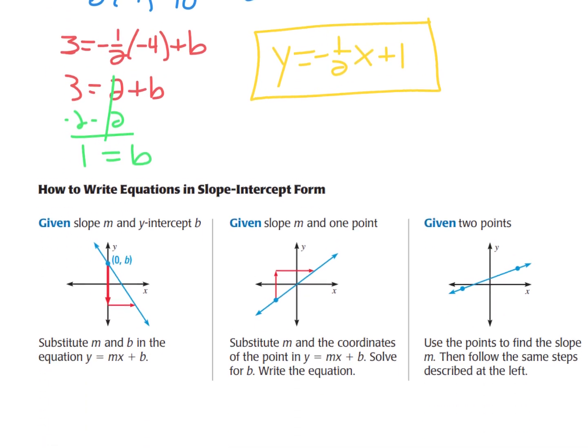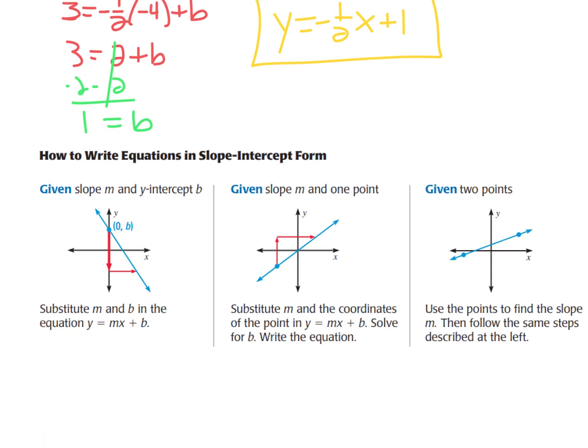So when we're writing equations in slope-intercept form, we've seen some different situations. Let's just recap them here. If you're given a slope and y-intercept, relatively straightforward. Just plug them in for the m and the b. If we have a slope and a point, we can use the point as our x and y, our slope as the m, and we can plug them into y equals mx plus b and solve for the b. So when we solve for b, then we can write the equation.